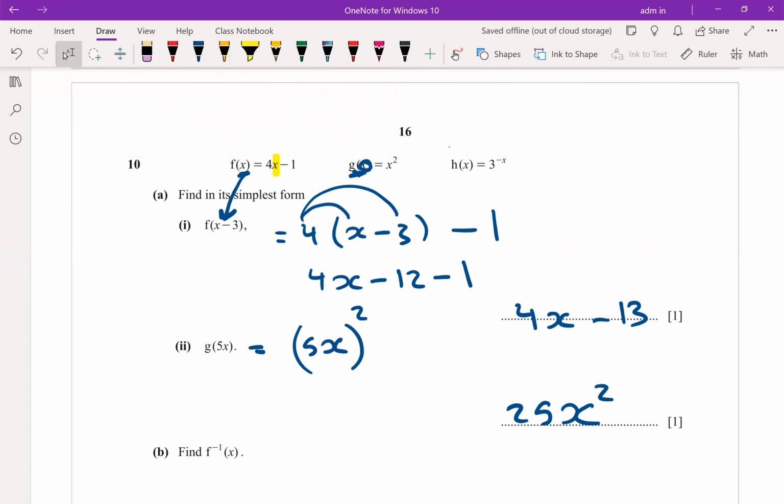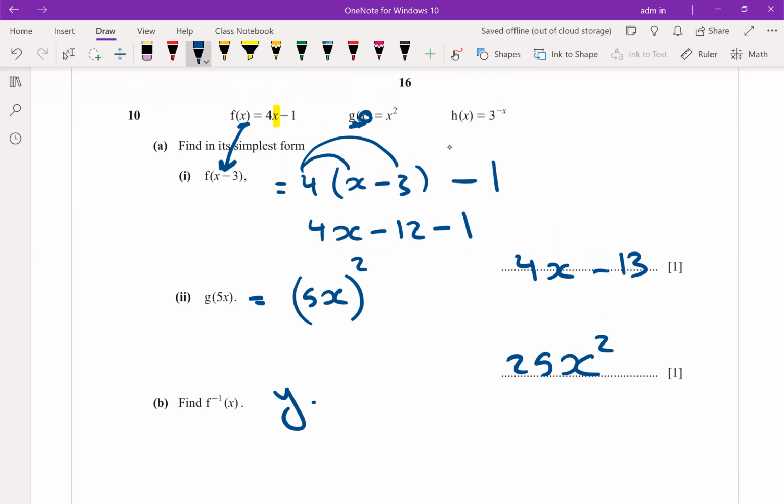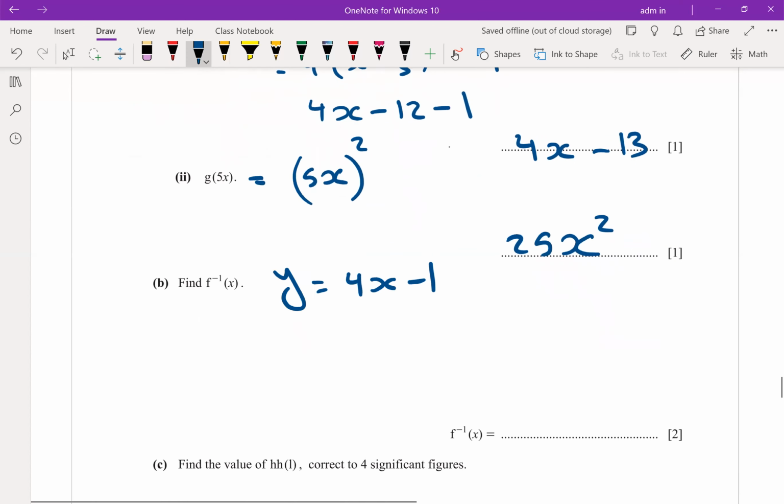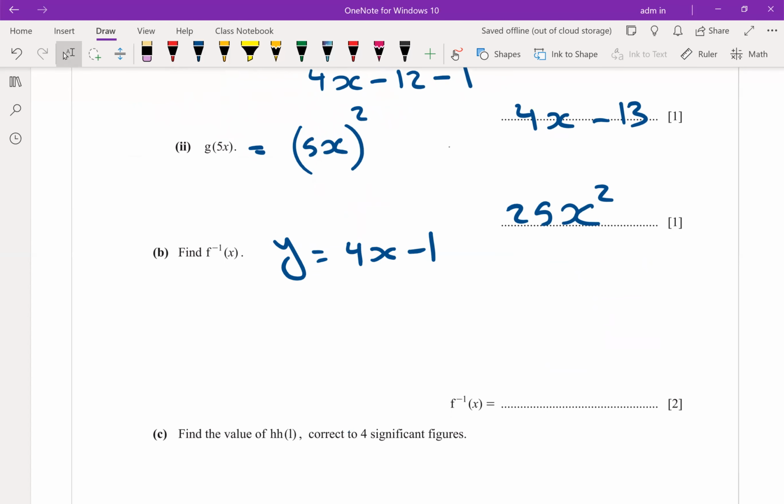Inverse of f. Start with f. Write y equals 4x minus 1. Step number 1: switch between x and y. x equals 4y minus 1. Then, how to get y as the subject?